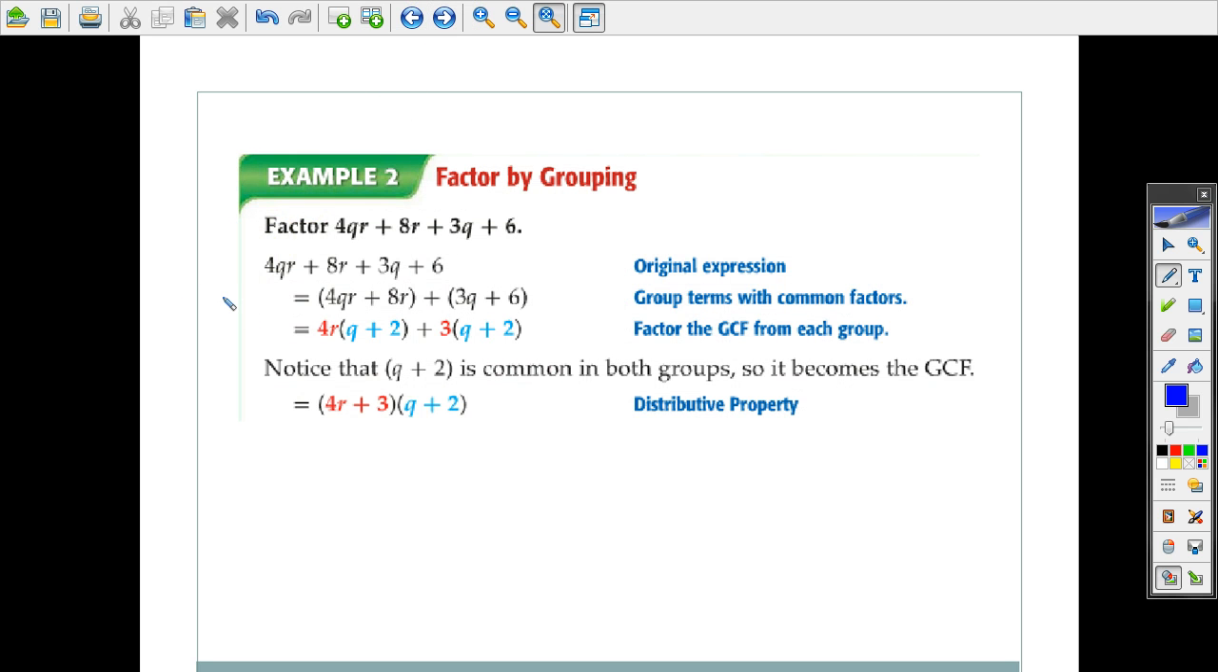Alright, so here is an example. So you're going to find terms that have common factors. So these two and these two. They both have 4r in common. So they took out the 4r, they factor out the 4r, and what you have left, you have a q plus 2. Okay. Here they have 3 in common, so factor out the 3 and you have q plus 2. Now you can see the q plus 2 also can be factored. So now you have 4r plus 3 times q plus 2. Okay, and that's your completely factored form.